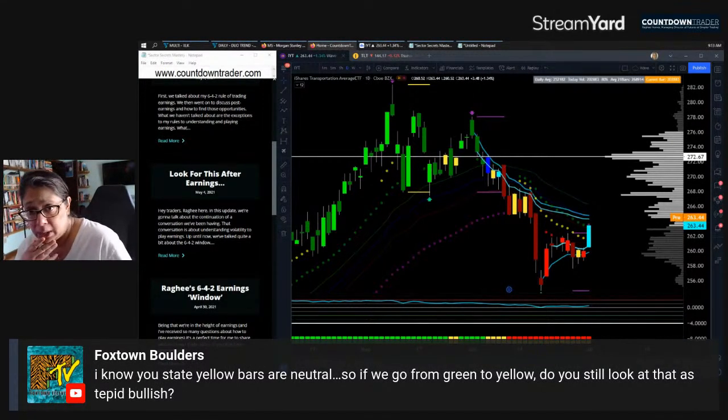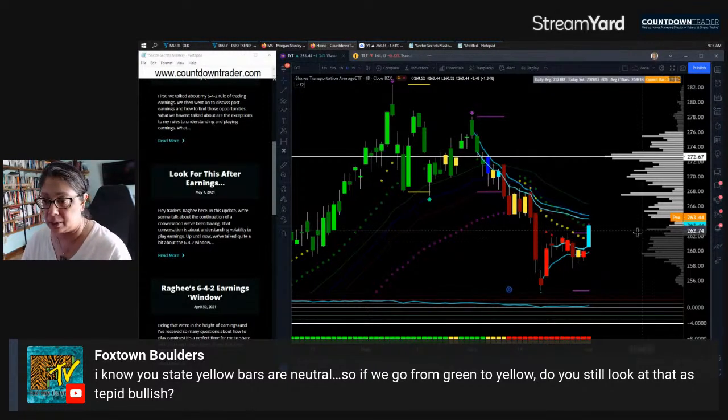Foxtown asks, I know you state yellow bars are neutral. Well, yellow on the JT multi, blue on my grab. I know, a little bit of a disconnect, but yellow on the JT multi, blue on the grab. So if we go from green to yellow, do I still look at that as tepid bullish? What is likely going to accompany that transition on the grab candles is a pullback. And again, on the JT multi as well, that's going to be a pullback.